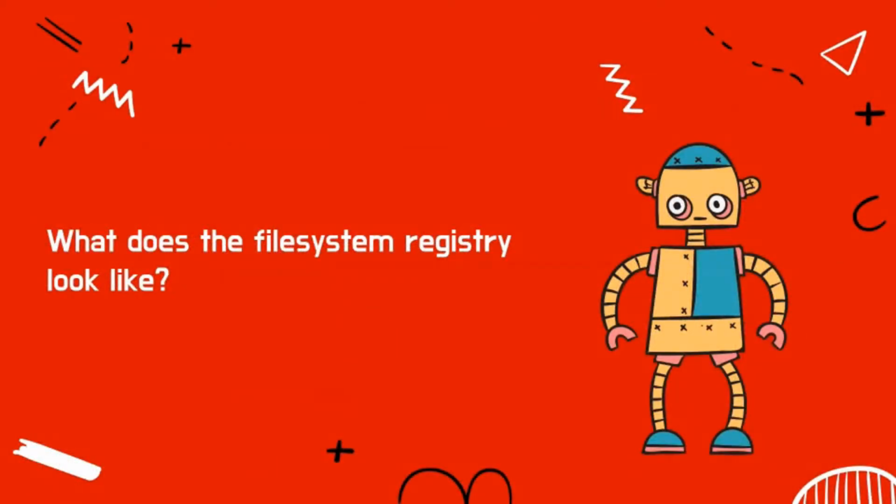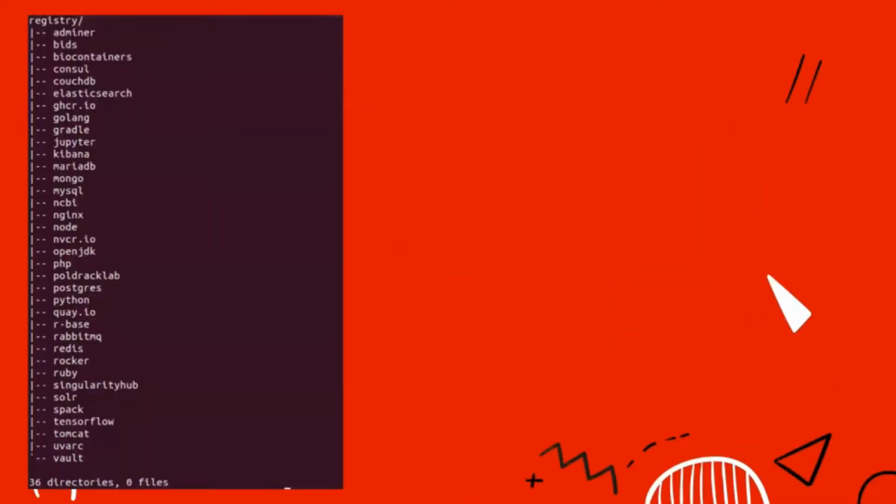Okay, so what does this file system registry actually look like? Well, it is in fact a file system registry. So here you're looking at a registry directory, which is in the root of the repository, which is why we recommend installing from cloning the repository.